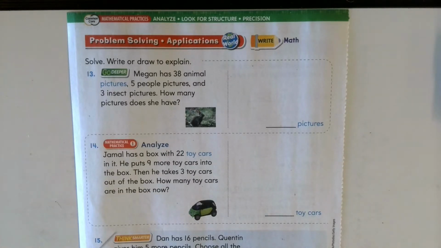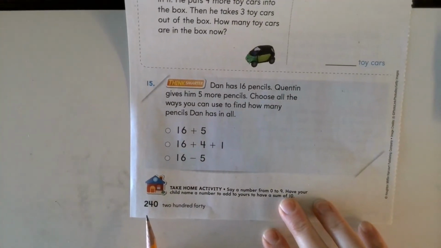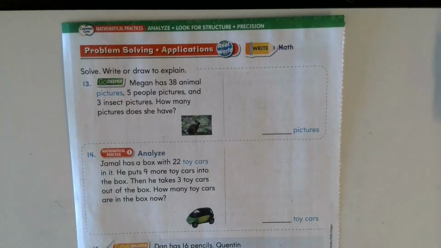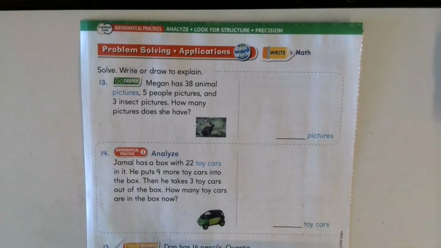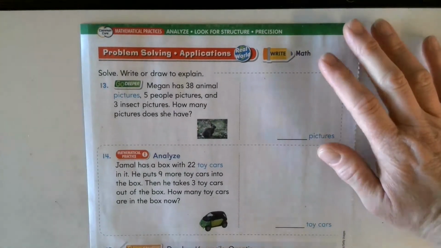So if you haven't seen Part 1 yet, then go back and do Part 1. This is page 240, okay? 240. Now it says solve, write or draw to explain. Number 13. Well, let's look at this together.